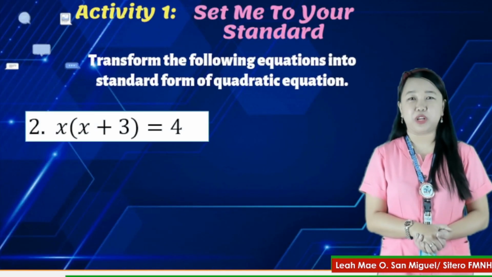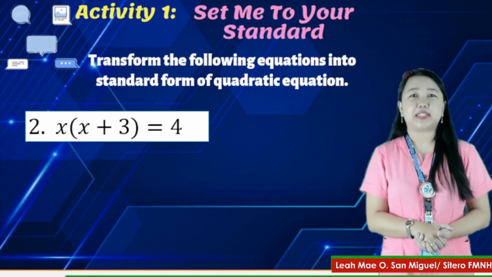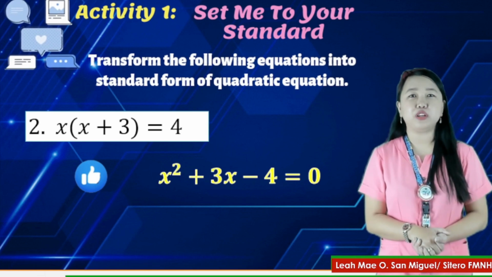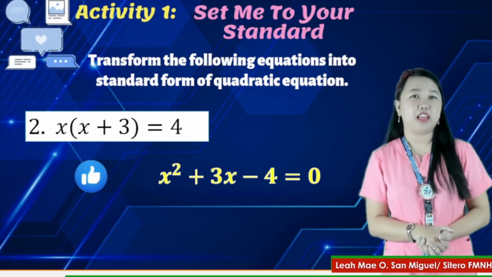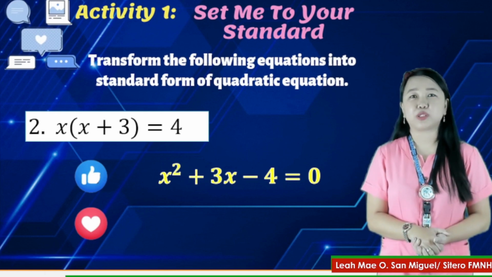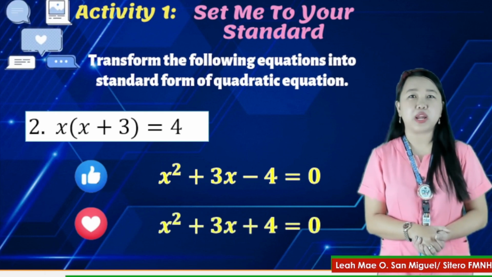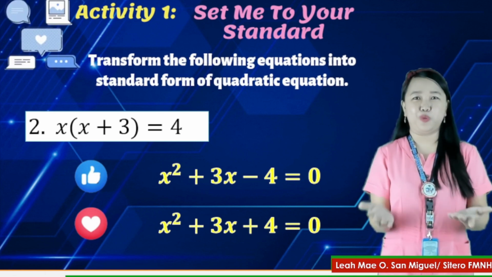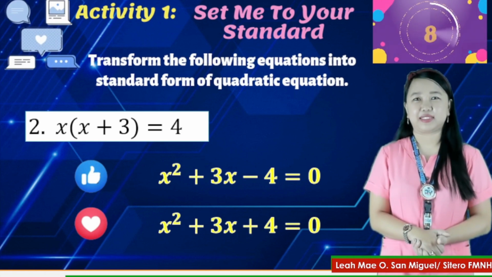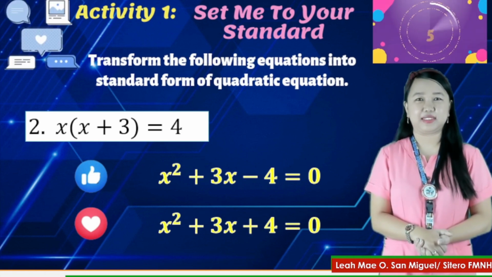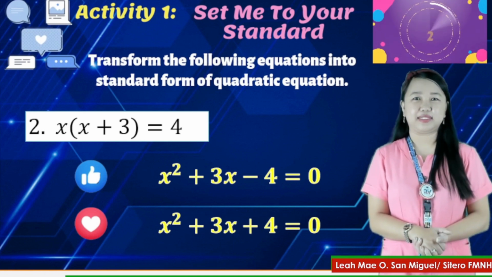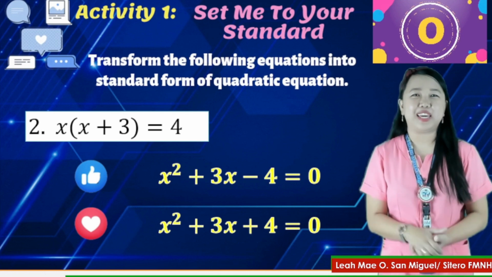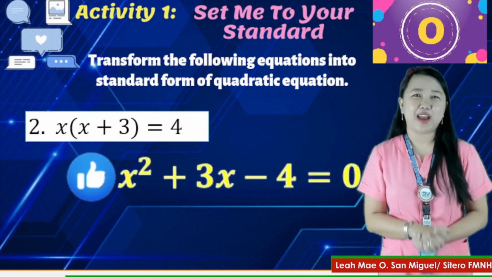X times x plus 3 is equal to 4. Click like reaction if your answer is x squared plus 3x minus 4 is equal to 0, and love reaction if your answer is x squared plus 3x plus 4 is equal to 0. You have 10 seconds to key in your answers. Go! Time is up! If you click like reaction, then you're right.